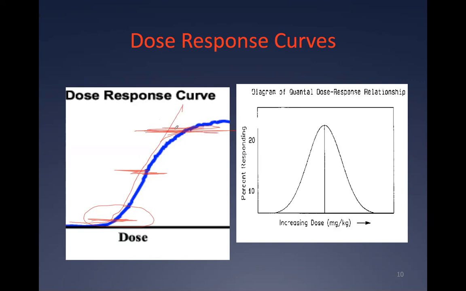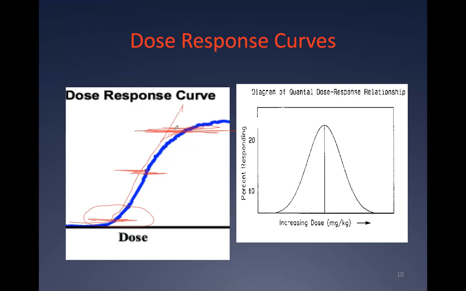So in a typical dose response curve, this is describing that as you occupy more receptors, you get an effect, and then it plateaus out when you've got most of the receptors occupied. We also have one other type of dose response curve, a frontal dose response curve. And basically, this is giving us an idea of what percentage of the population is responding.